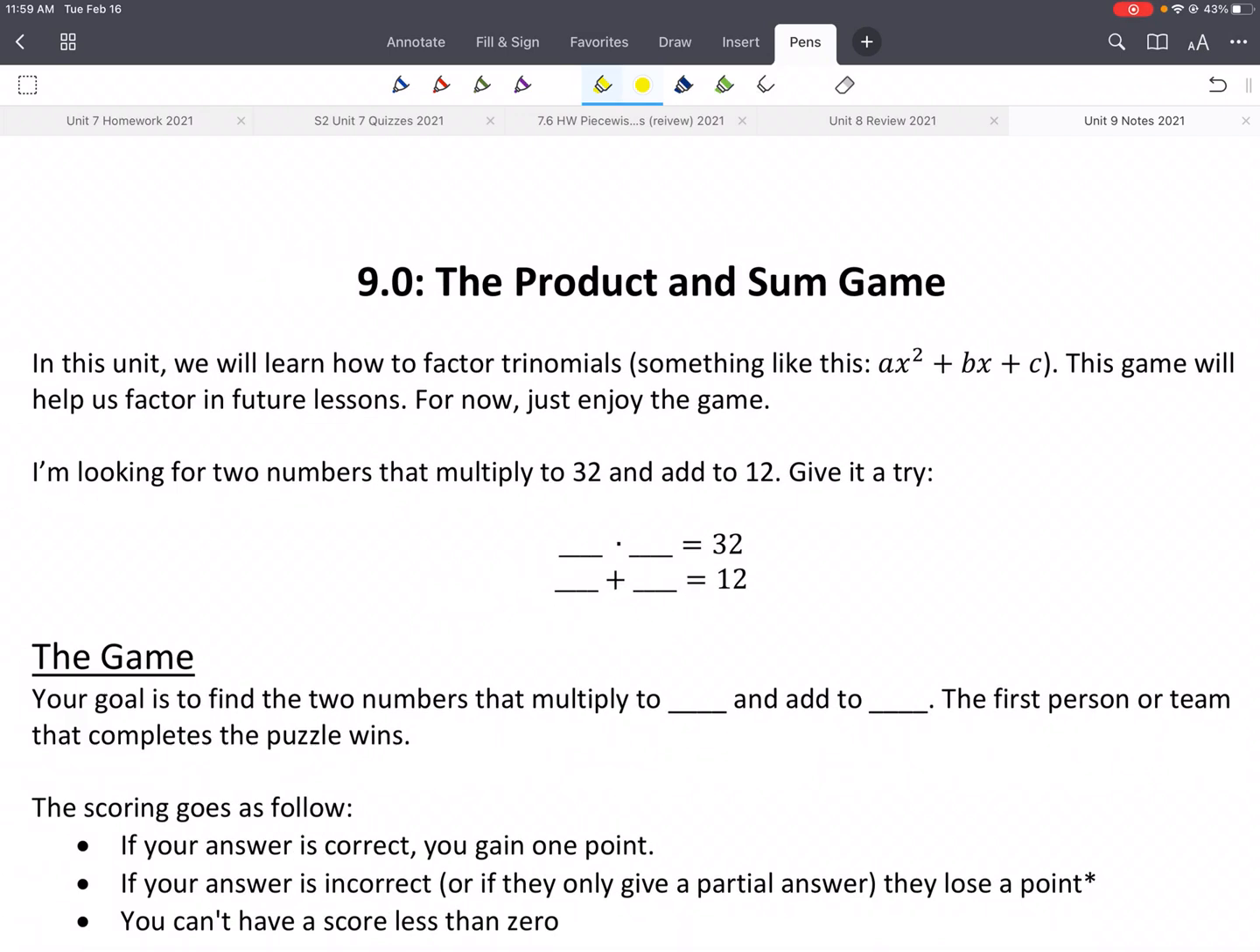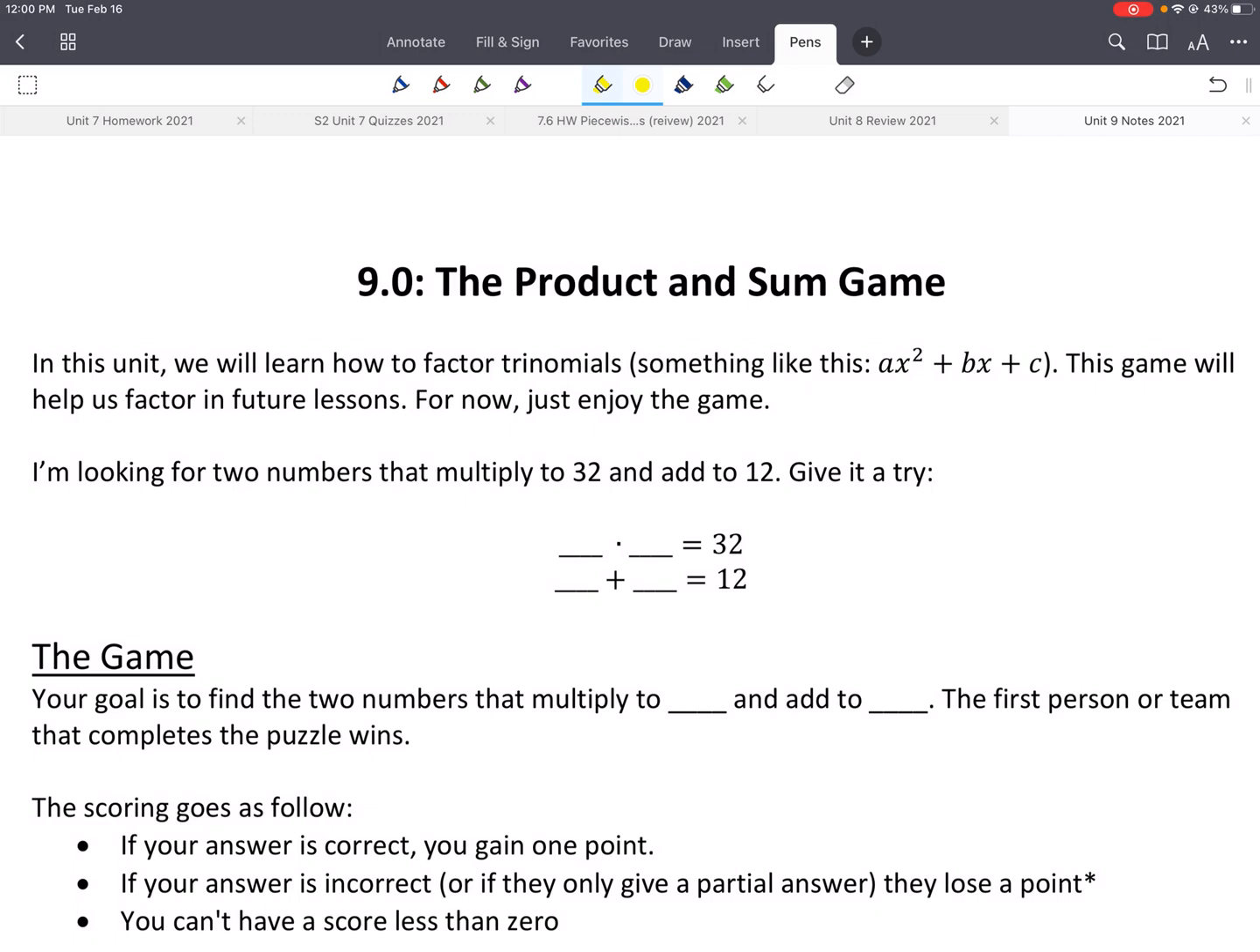We're doing Unit 9. Okay, so I added this new unit, that's why it's the 9.0. This is one of the basics of factoring, and this will really help you when we get into our next units, our next lessons, okay? So if you can get this, that would be fantastic.